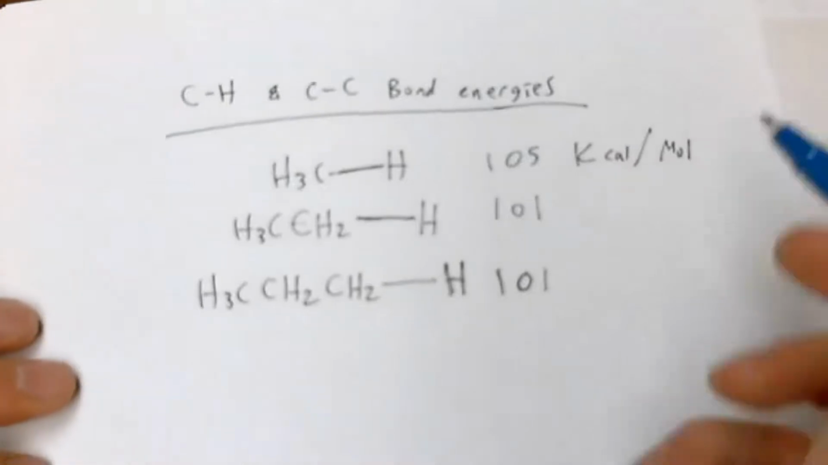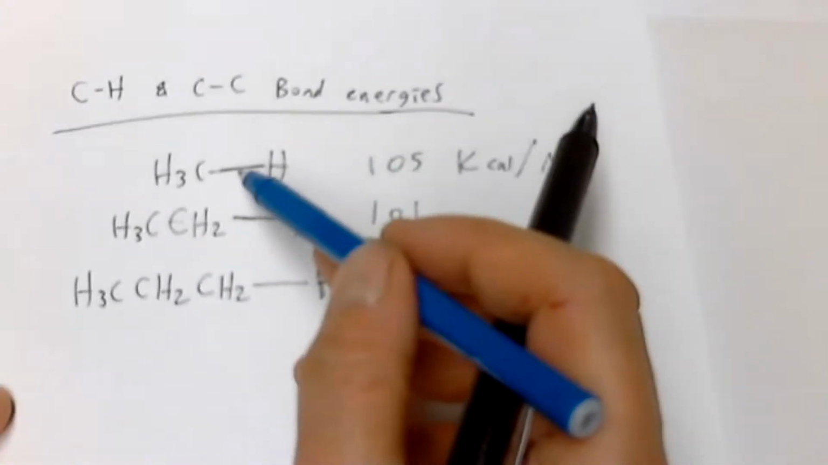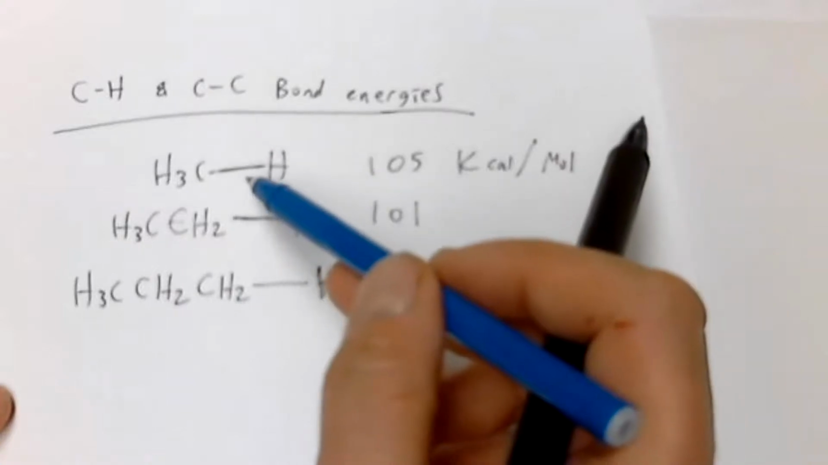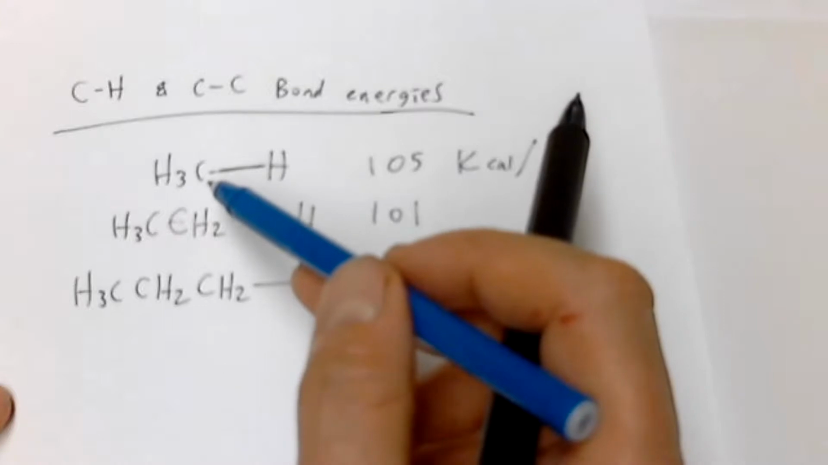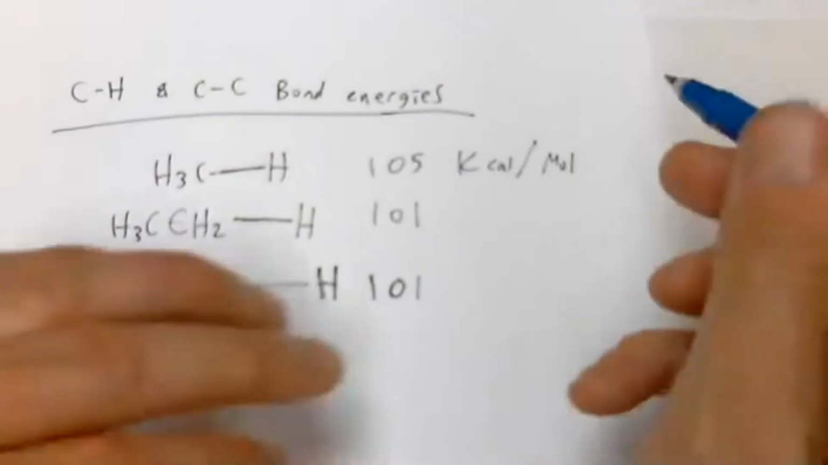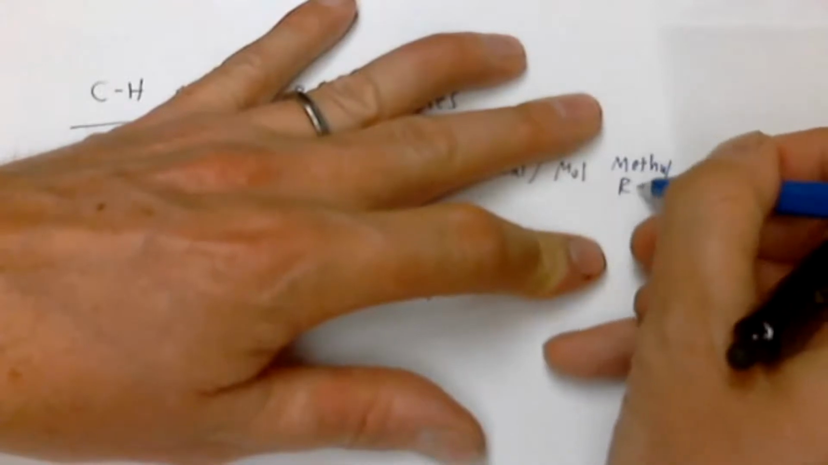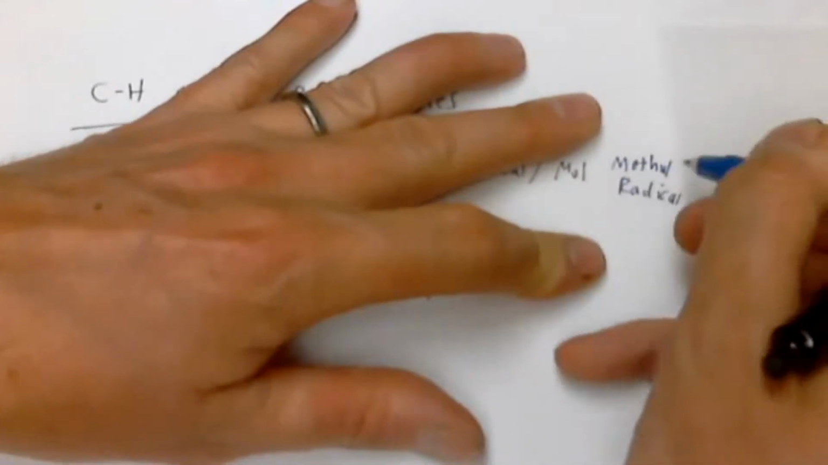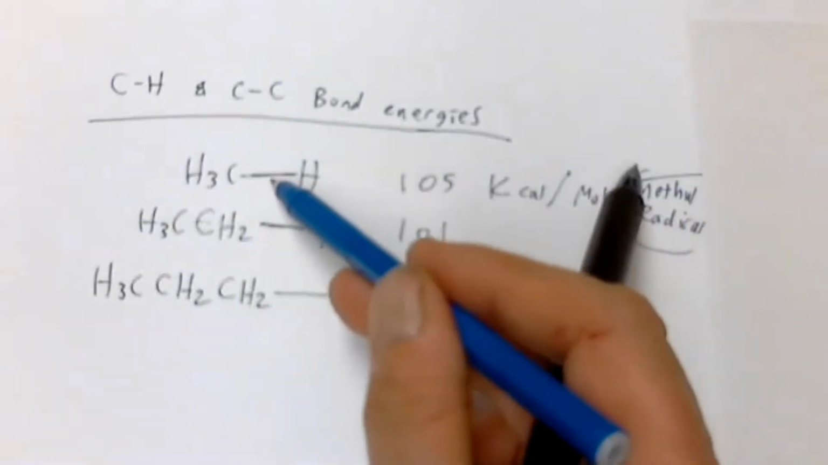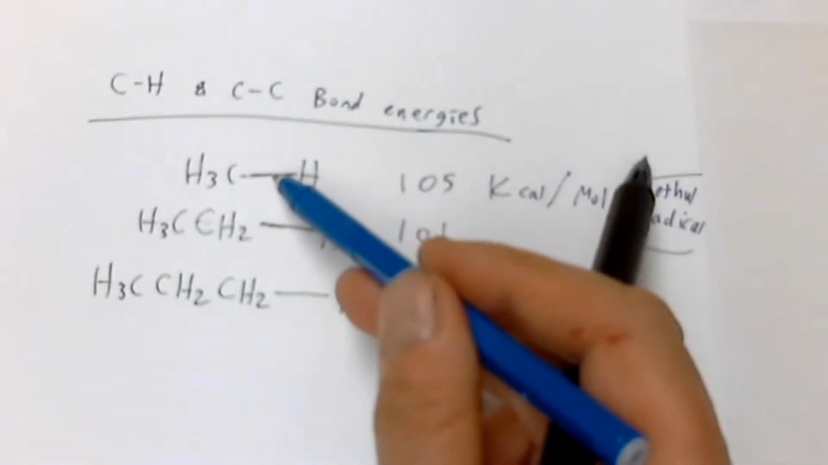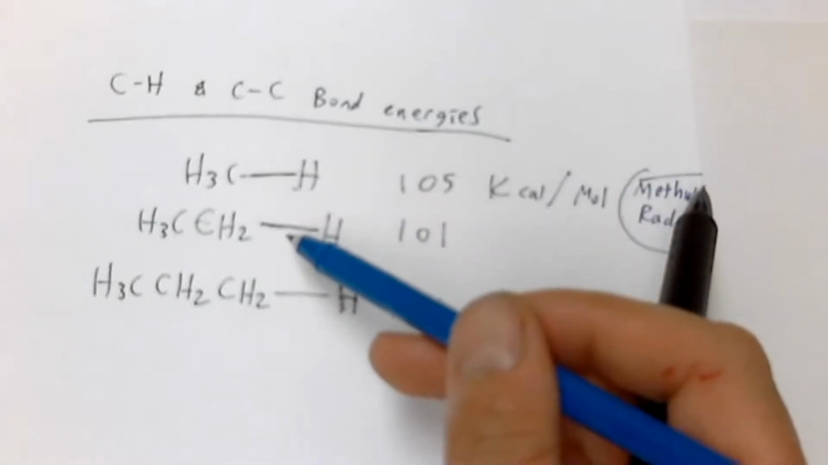Okay. One more thing. I'm going to give it a little bit of nomenclature. The radical you make, if I am cleaving this bond and making a CH3 dot, I'm going to call that a methyl radical. I'm just going to write that out on the right. If you cleave the bond, you make a methyl radical, CH3 dot.